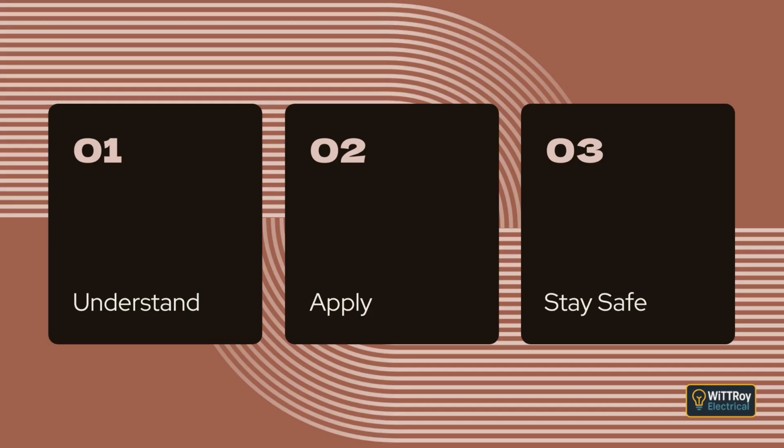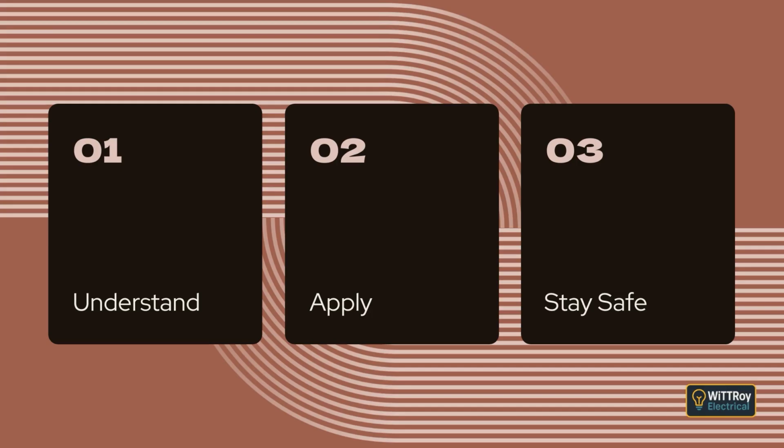Clause 2.1.1 Application. This clause tells us that Section 2 sets the basic rules for selecting and installing all switchgear and control gear. To meet the safety requirements in Part 1, everything must follow the guidance in this section. So it sets the foundation for how we choose and use equipment throughout the entire installation.